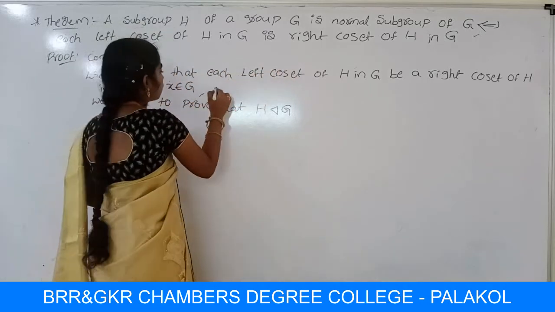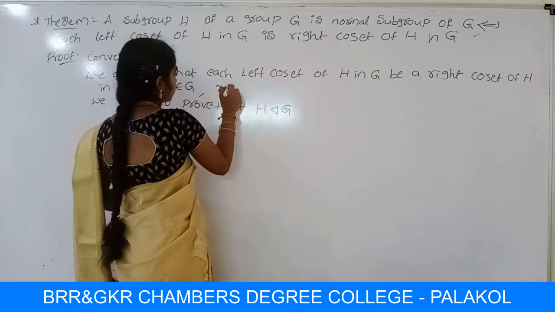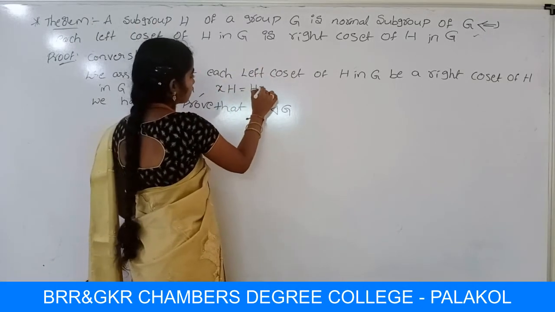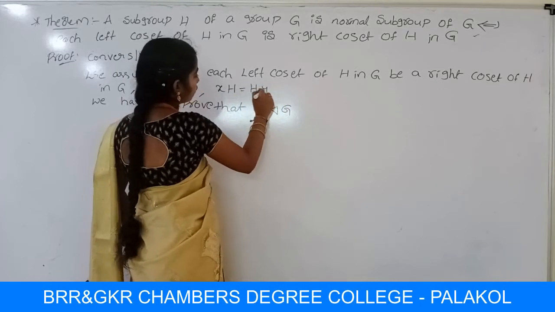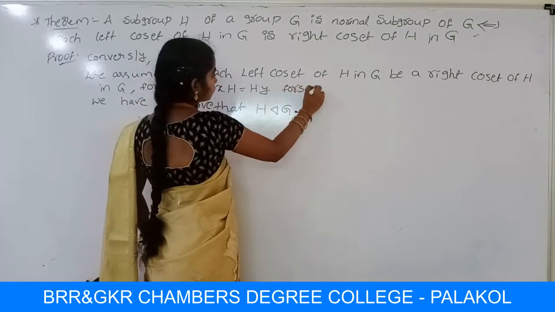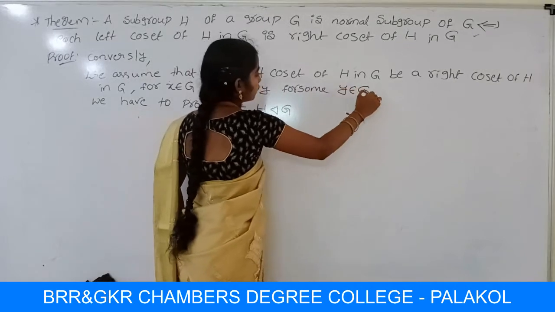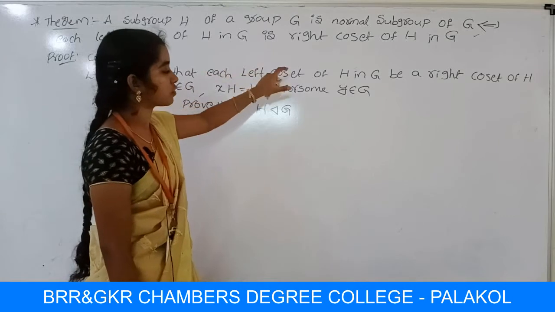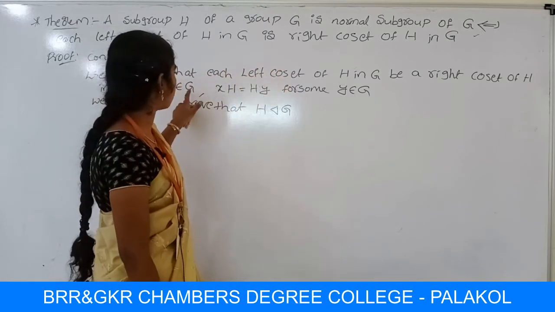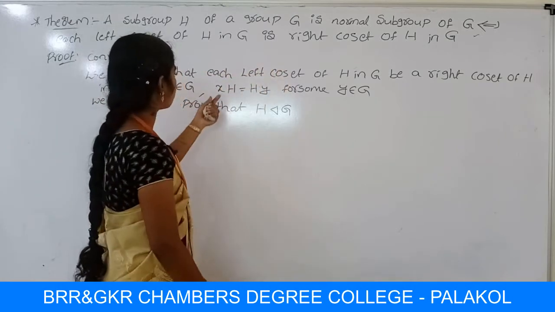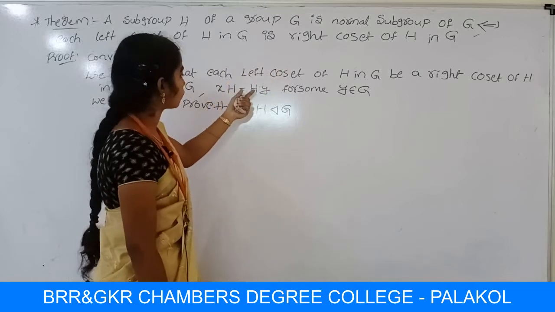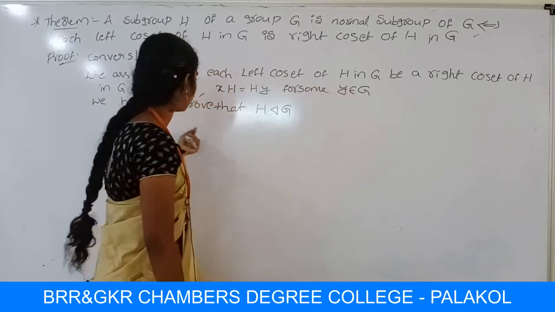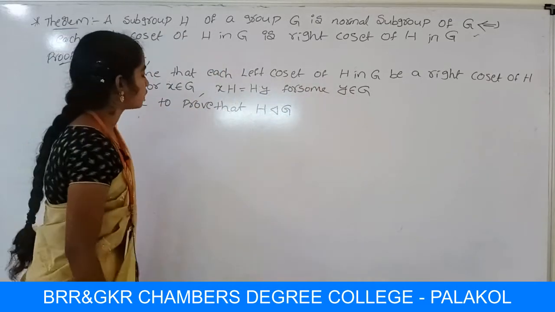So each left coset of H in Z is a right coset of H in Z. So that means a left coset XH is a right coset HX, or HY for some Y belongs to Z. So let us assume that each left coset of H in Z is a right coset of H in Z. That means for X belongs to Z, the left coset can be written as XH, and the right coset HY for some Y belongs to Z. So we have to prove that H is a normal subgroup of Z.